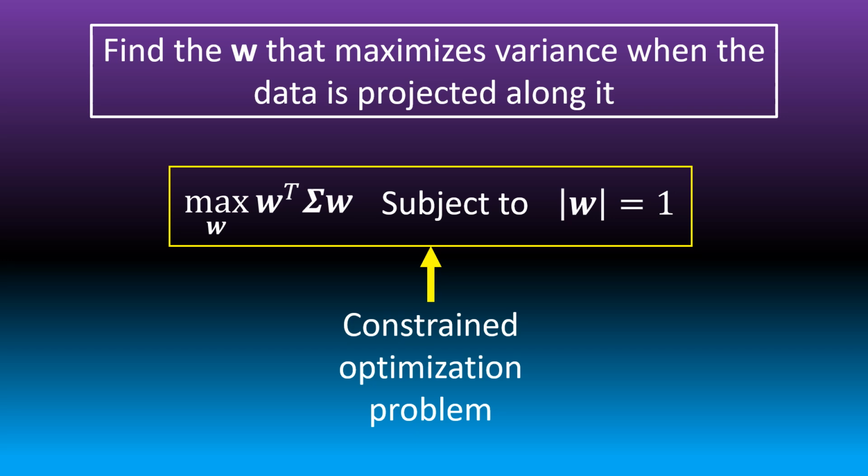So what we're going to do is find the W that maximizes variance when the data is projected along it. So we're going to solve that constrained optimization problem in the yellow box. We want to maximize the variance along W, or W transpose epsilon W, subject to the magnitude of W being equal to 1, because remember, we said that W was a unit vector, so its magnitude must be equal to 1.